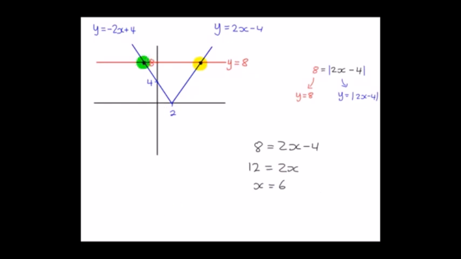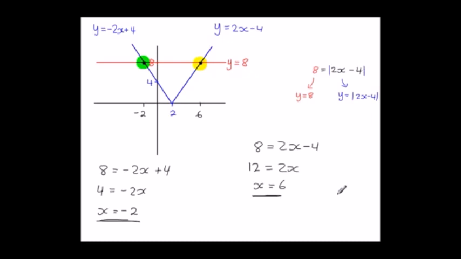And if we do the same for the other root, or the other solution there, we have the y value there, which is 8, is equal to minus 2x plus 4, subtracting 4 on each side, and if I divide by minus 2, x is equal to minus 2. So the x coordinate here is 6 and the x coordinate here is minus 2, and these are the two solutions to this equation involving the modulus function.